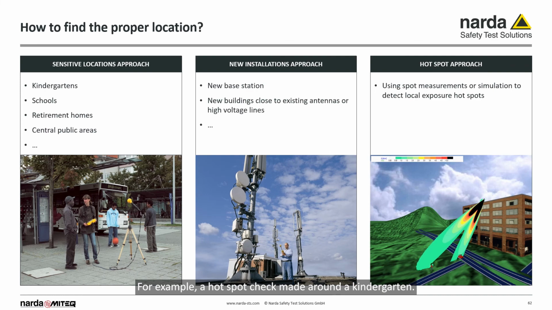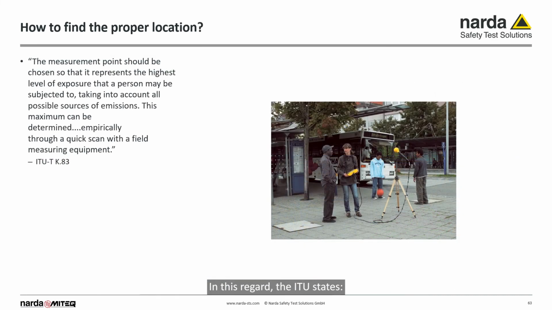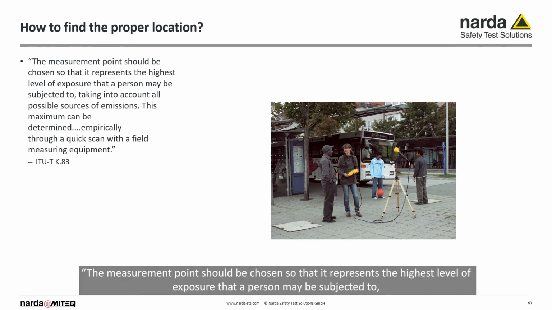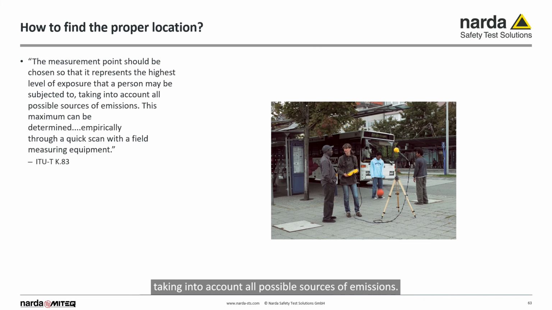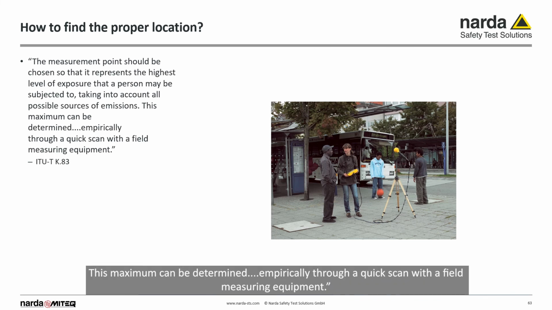For example, a hotspot check made around a kindergarten. In this regard, the ITU states, the measurement point should be chosen so that it represents the highest level of exposure that a person may be subjected to, taking into account all possible sources of emissions. The maximum can be determined empirically through a quick scan with field measuring equipment.